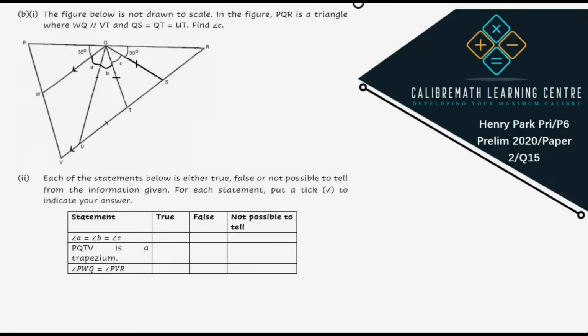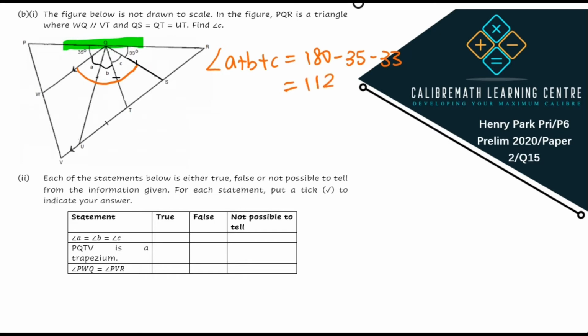Okay, now let's look at B part 1. The question wants us to find angle C. And we can start by finding the sum of these 3 angles A, B, C over here. Now we know that angles A, B, C together with angle 35 and 33 actually form a straight line. So we can solve for angles A, B, and C by using 180 minus 35 degrees and minus 33 degrees. And that gives us 112 degrees. So let's indicate the 112 inside our diagram.